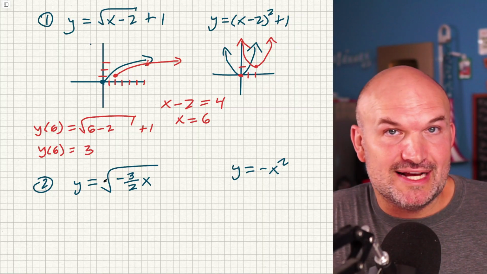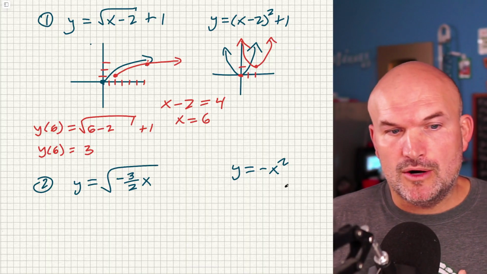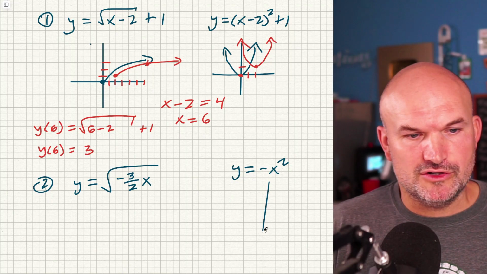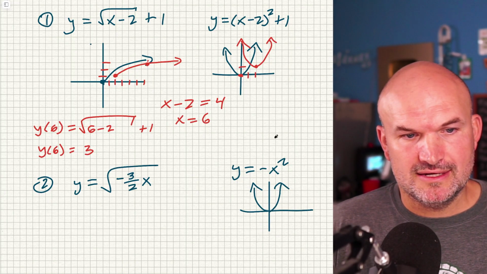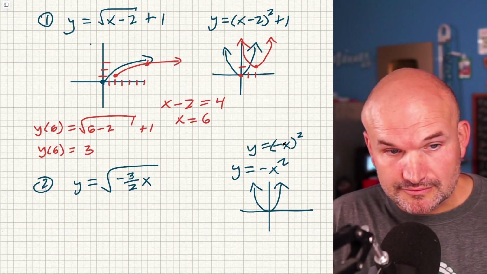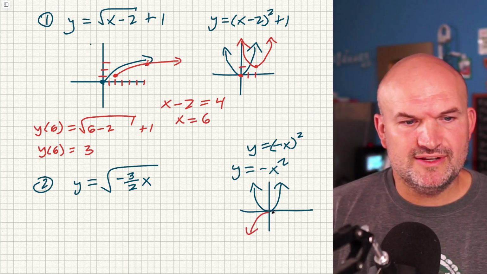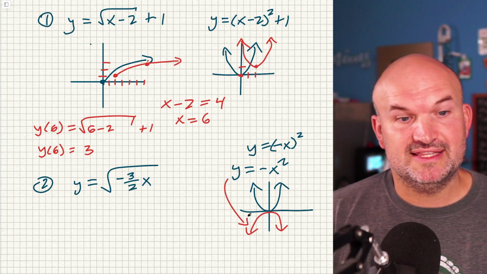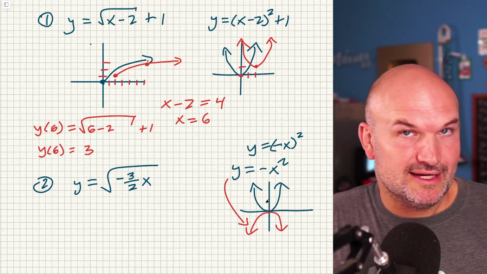But this is actually not a negative on the outside. This is a negative on the inside. So it's actually going to be a reflection about the y-axis. Now, we don't really care too much about that when we're dealing with quadratics, because a quadratic function is symmetrical about the y-axis. If I have y equals negative x squared, that graph is going to produce the exact same one. So the only reflection that we typically dealt with is when we were dealing with a negative on the outside. But a negative on the inside is a reflection about the y-axis. It just doesn't show up on there, okay?